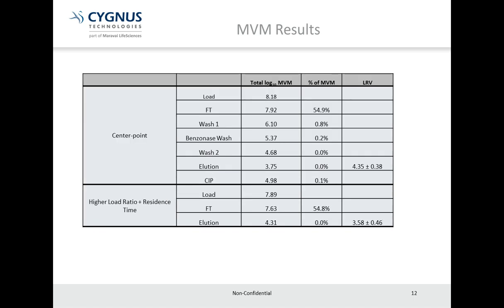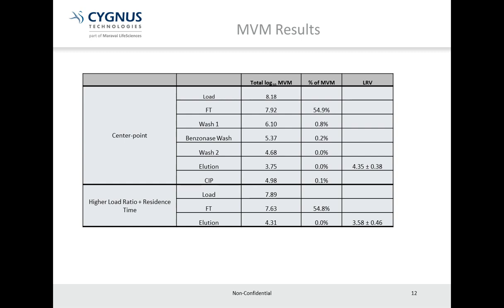Now, how did it work with MVM? This was again done at TechCell, and what we saw here was very similar. You see the flow-through fraction at center point had 55% of the particle break through. Interestingly, the benzonase wash step didn't have that 10%, but nonetheless, when you get back down to elution, you're eluting off very little, and we had robust effective clearance of MVM, 4.35 logs. That was at center point.